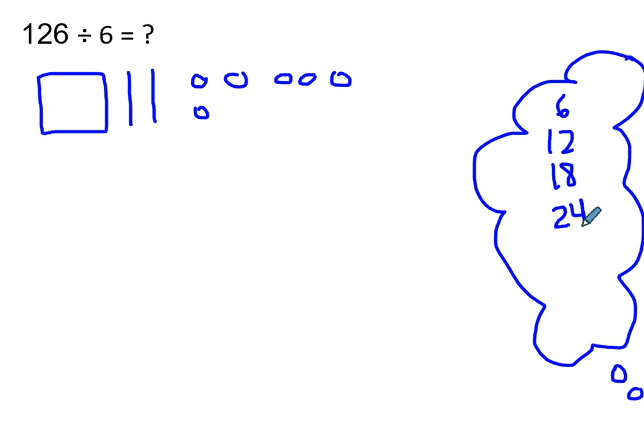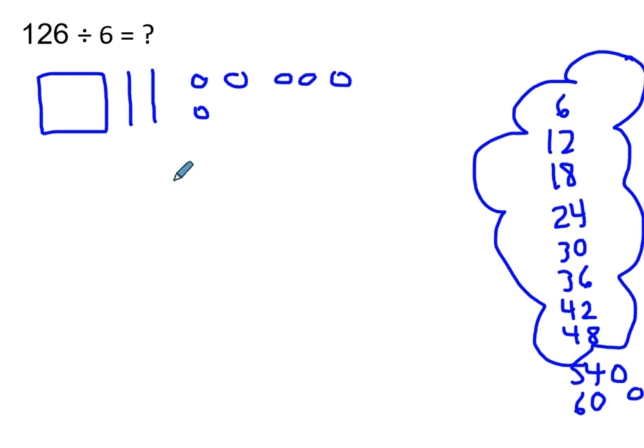Then 24. 24 plus 6 is 30. 30 plus 6 is 36. 36 plus 6 is 42. 48. And then 54 and 60. We're up to 10 times 6. We should be fine with this.